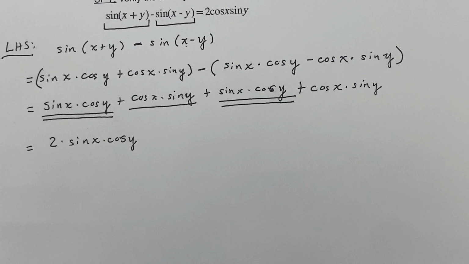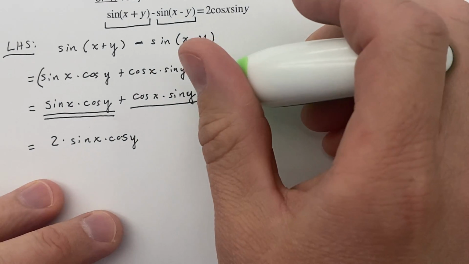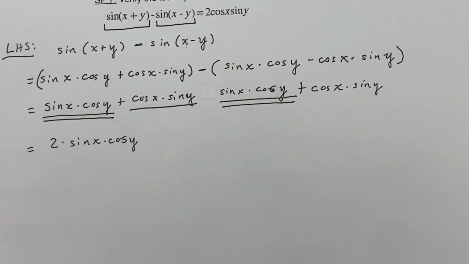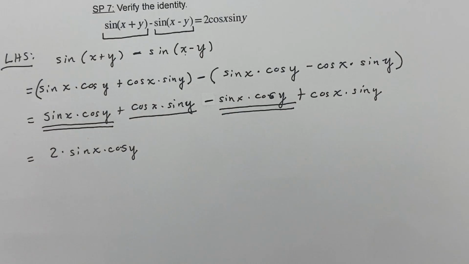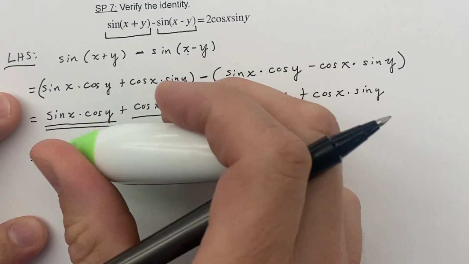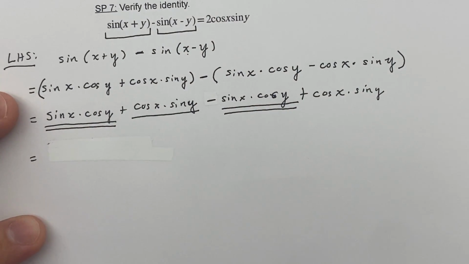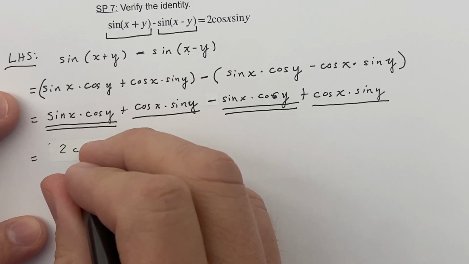Cosine of x sine of y. Oh, hang on. Did everybody see the mistake that I made? Dang it. I was that close today to not making a mistake. Dang it. Negative sign there. So actually, those two go away. And now we've got the cosine of x and sine of y. We've got 2 of those.